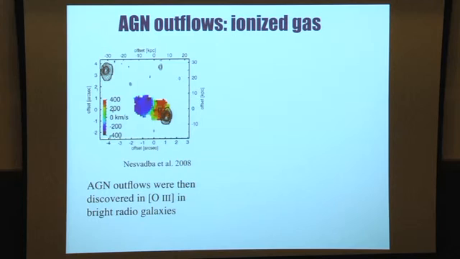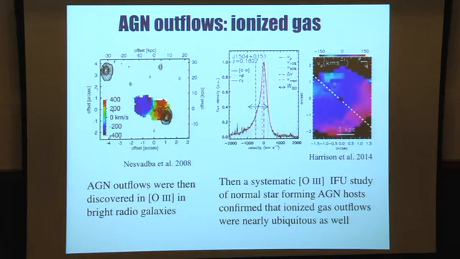So people also started seeing, when we started getting integral field spectrometers, outflows from AGNs in [OIII] when they pointed and looked very deep. More recently, work from Dave Alexander's group, by Chris Harrison in particular, started doing this more systematically and looking at a large sample of normal star-forming AGN hosts. And what he found was that when he looked at [OIII], outflows were a near ubiquitous property in these galaxies. So that's great. That means if you have an AGN, it is very, very likely you have an outflow.